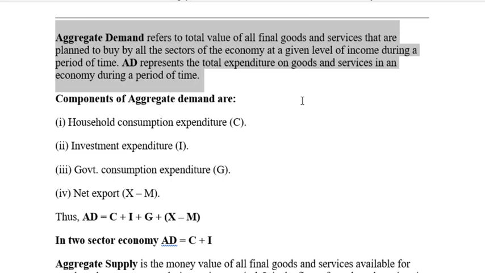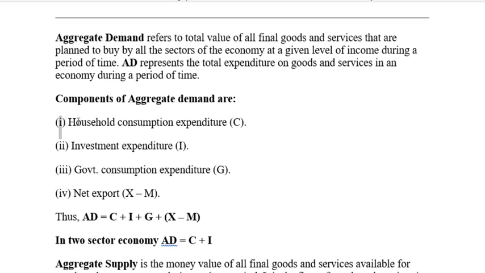If we try to understand the components of aggregate demand, then we have four components. The first one is household consumption expenditure or demand. The next one is investment expenditure. Then the next one is government consumption expenditure, and the last one is net export. Household consumption expenditure we will denote with the capital letter C, investment expenditure by I, government consumption expenditure by G, and net export by X minus M. Then we will discuss one by one all the components of aggregate demand.